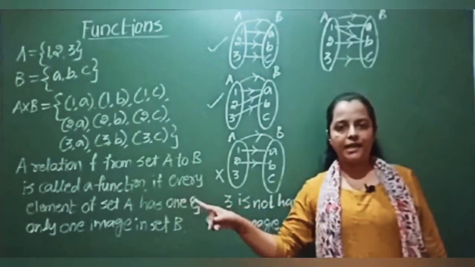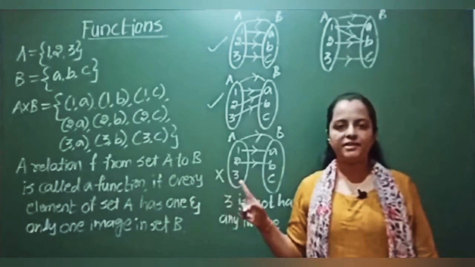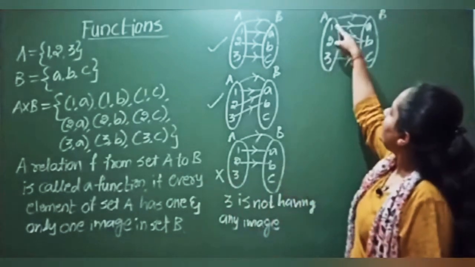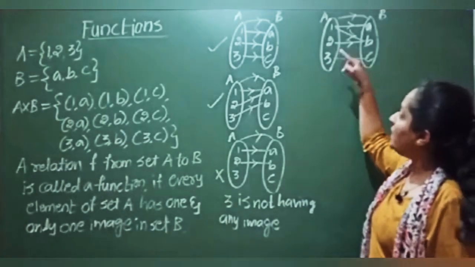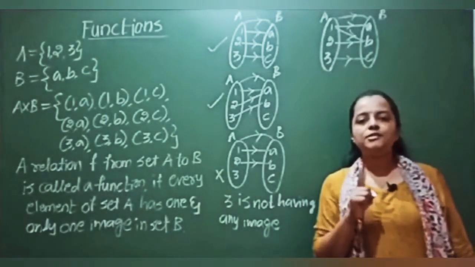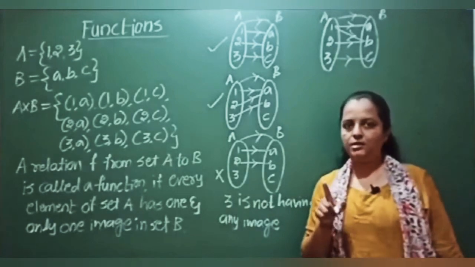Every element of set A has one and only one image in set B. So every element is going to map. Yes, every element is going to map, that is correct. And then the next condition: the elements should have only one image in set B.